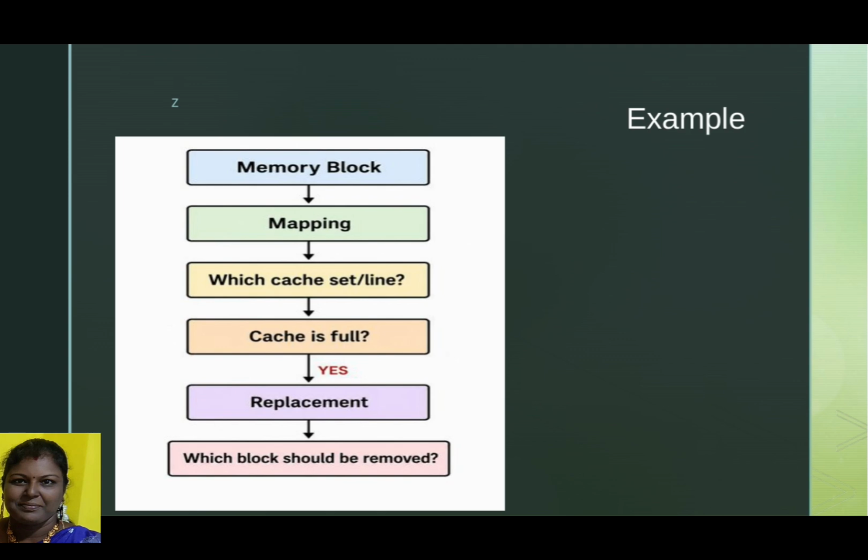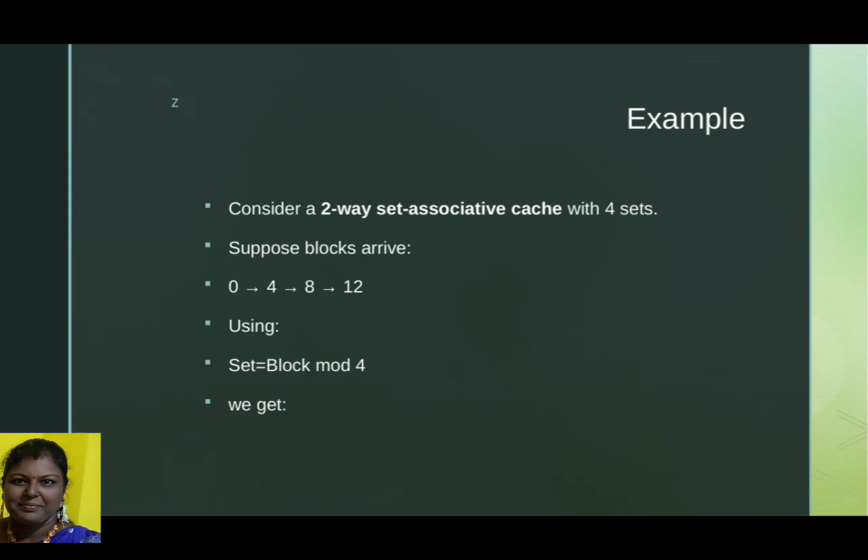Let's look at a simple example with a two-way set associative cache that has 4 sets. Imagine blocks arriving in this order: 0, 4, 8, and 12. To figure out which set each block goes to, we use the formula: set equals block number modulo 4. This means we divide the block number by 4 and take the remainder. It's a straightforward way to map blocks to sets, and it helps us understand how the cache organizes data.